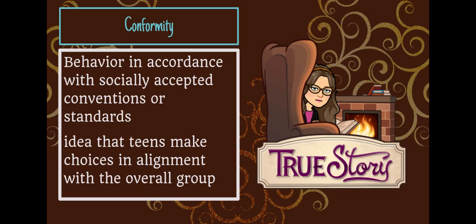In a few minutes, we're going to read another part of the article. But I want to go over a word that you're going to find in that section. The word is conformity. Conformity means behavior in accordance with socially accepted conventions or standards. And it's the idea that teens make choices in alignment with an overall group.